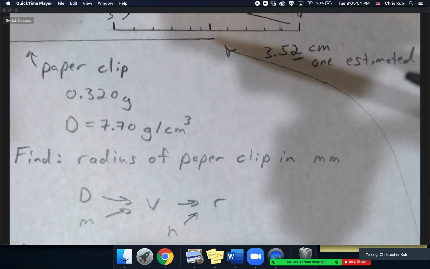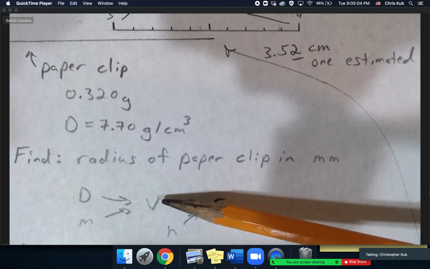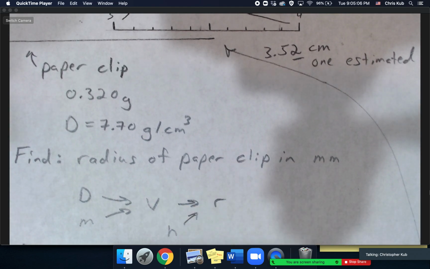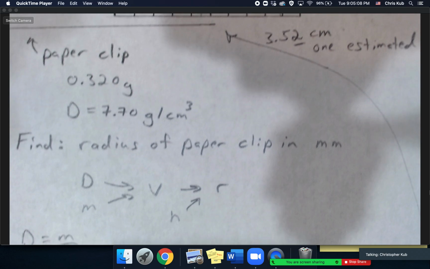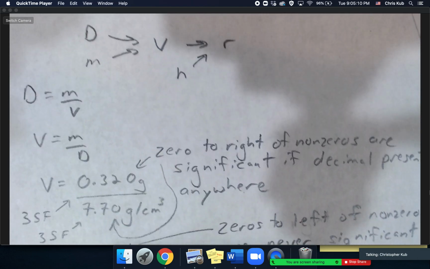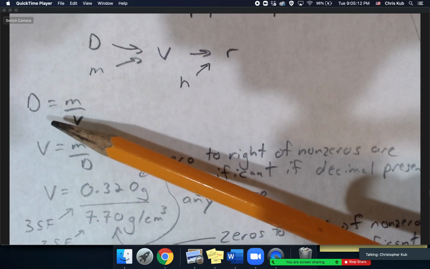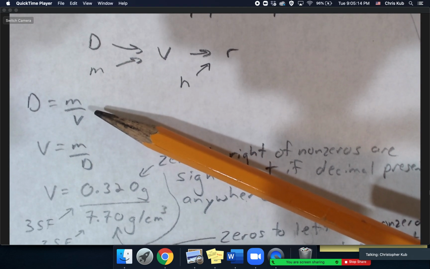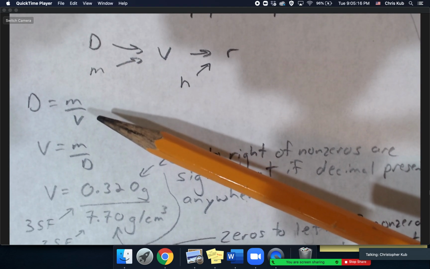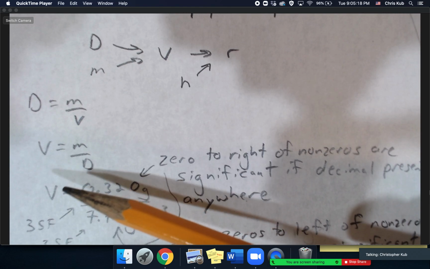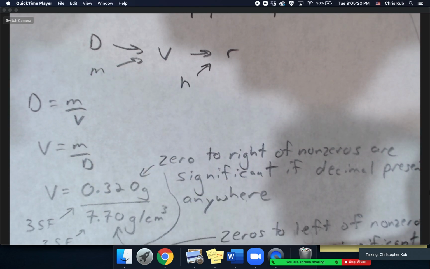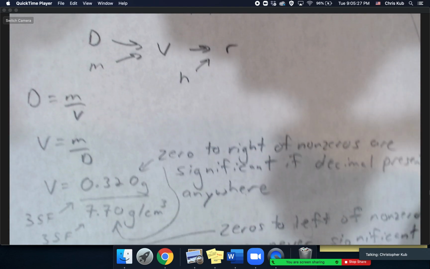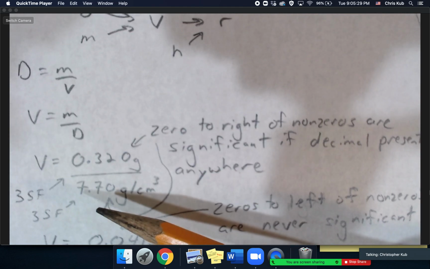Okay, so first, let's calculate that volume, keeping the appropriate number of sig figs. So we know that density is equal to mass over volume. That's an equation you should commit to memory. And that can be rearranged to give volume is equal to mass over density by multiplying both sides by volume and then dividing both sides by density. So now we can start plugging into that equation.